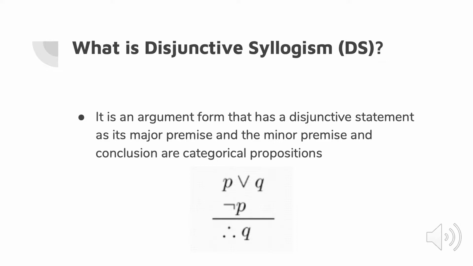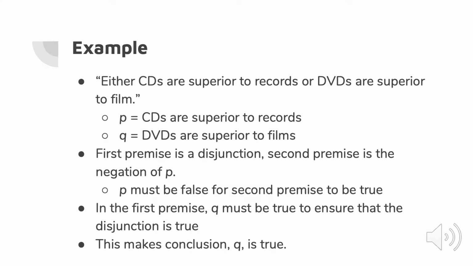Now, to better understand this, we're going to look at a real example that helps put things in context. So in this example, the sentence is either CDs are superior to records or DVDs are superior to film. So in this example, P is equal to CDs are superior to records, and Q is equal to DVDs are superior to films. Since the first premise is a disjunction, we know that if it is true, then at least one of the disjuncts is true.